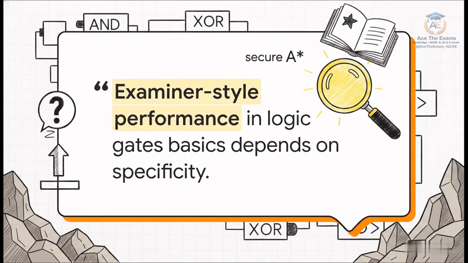We are building a rock-solid foundation here, but listen closely. In just a moment, I'm going to show you the ultimate examiner clue that will change your logic gate answers completely. It is literally the single biggest difference between dropping a grade boundary and locking in that A star.